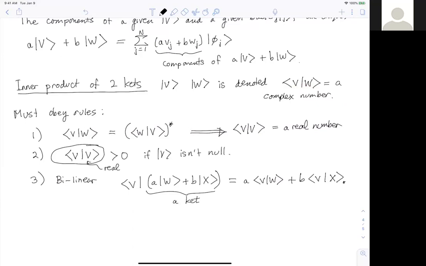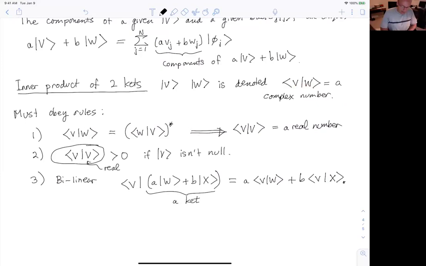So the statement is that the inner product of any vector with itself has to be a real number. Oh, okay. So that has nothing to do with that other part being conjugate. That's just a general rule.